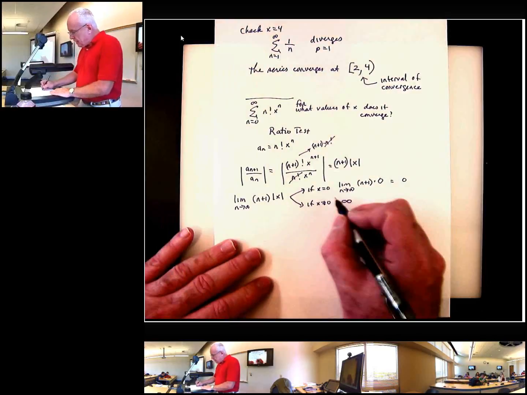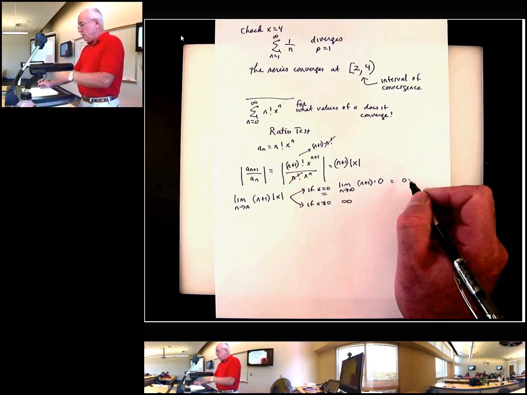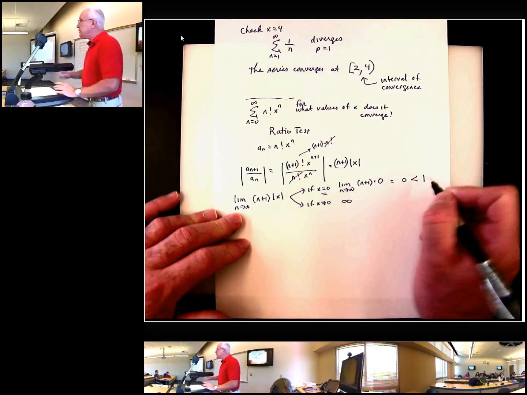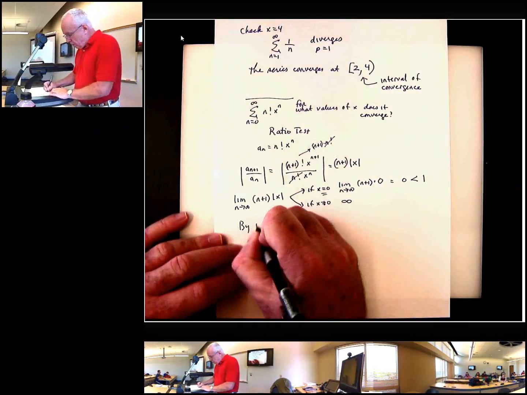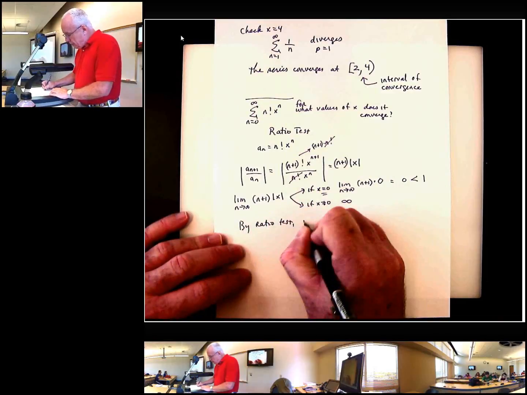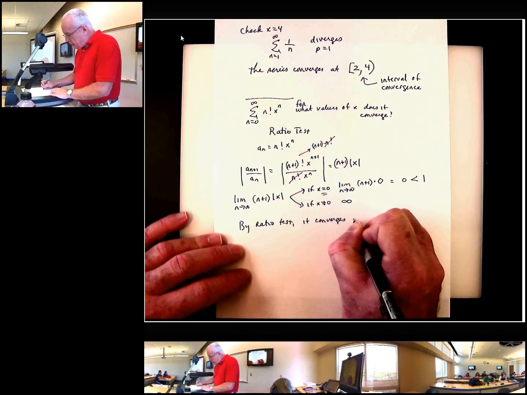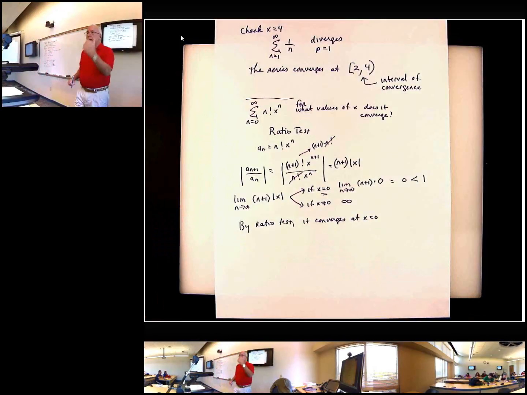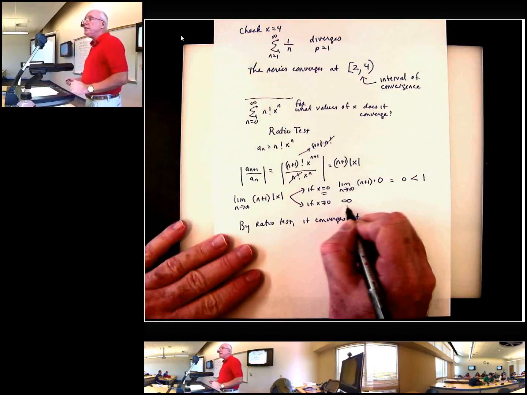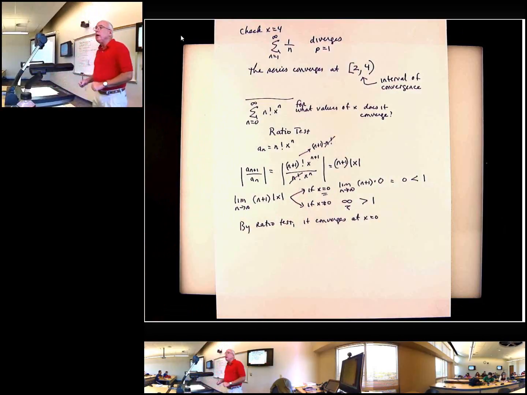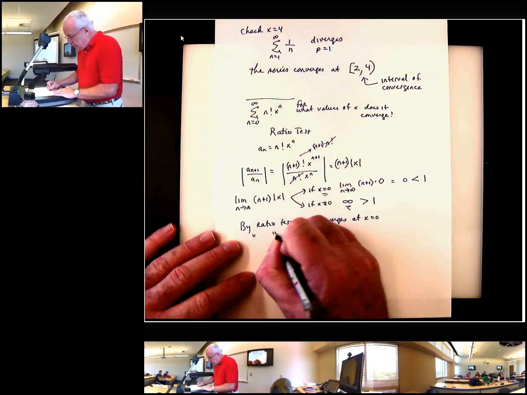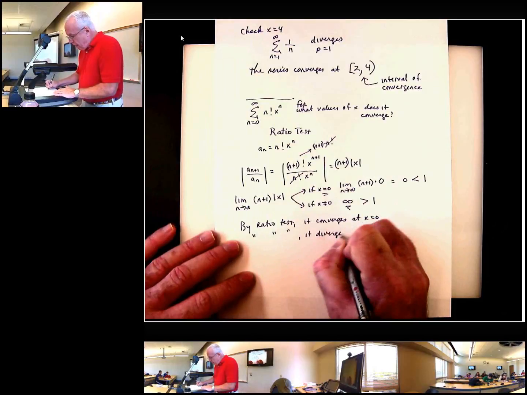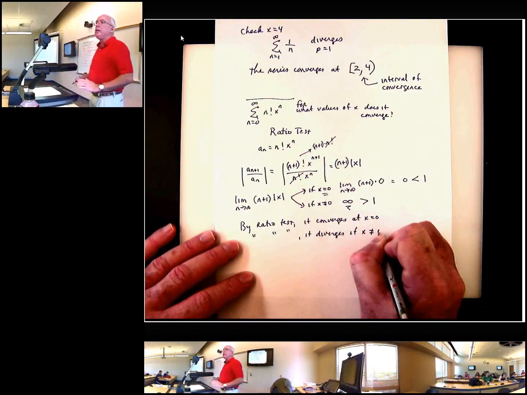Now, this first limit, when x is equal to 0, we found that the limit was 0. Now, remember with the ratio test, if the limit is less than 1, then it converges. So therefore, by the ratio test, it converges at x equal to 0. But when x is not equal to 0, we get infinity, which is certainly way bigger than the number 1, and so it doesn't converge for any other x value, because the limit is bigger than 1. So by the ratio test, it diverges if x does not equal 0, any other number.